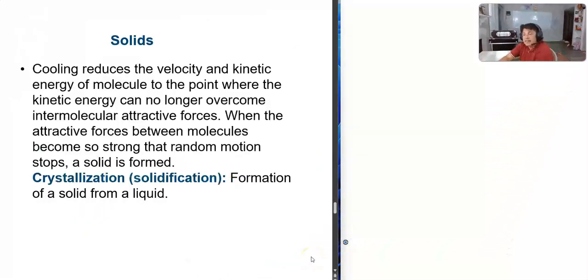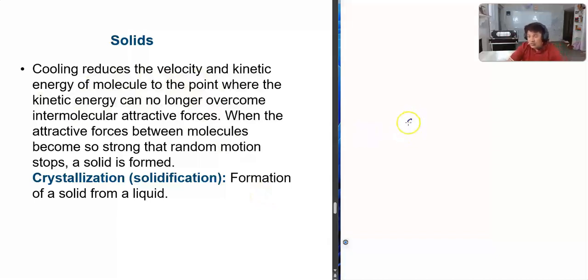Now let's think about the solids. We have done the liquids, now let's go to the solid. Cooling reduces the velocity and the kinetic energy of the molecules to the point where the kinetic energy can no longer overcome the intermolecular attractive force. Then that is the solid. Okay, what happens in the solid?